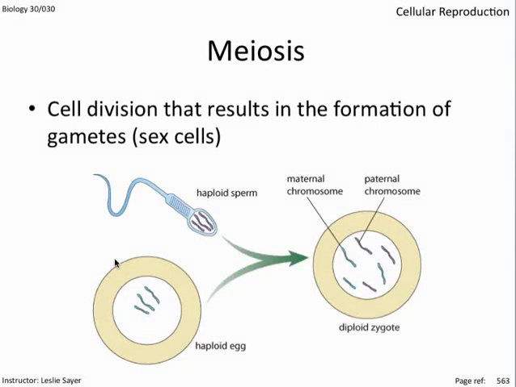Meiosis, cell division that results in the formation of sex cells. This process has to be different from mitosis because we don't want identical copies. We want half the amount of DNA so that when the sex cell is fertilized with another cell with half the amount of DNA, the product has a full complement of DNA.